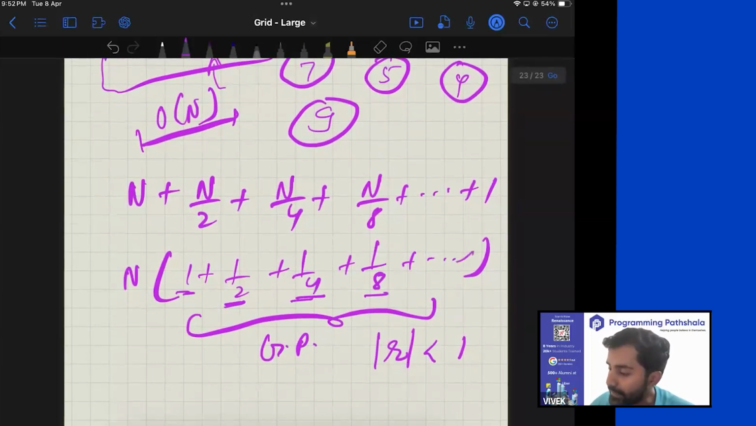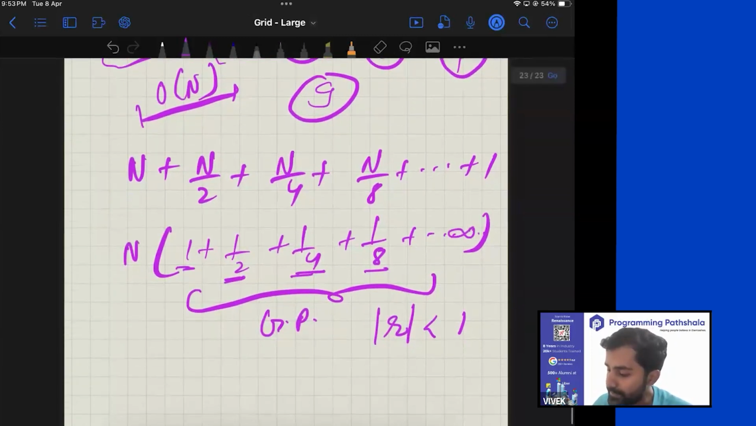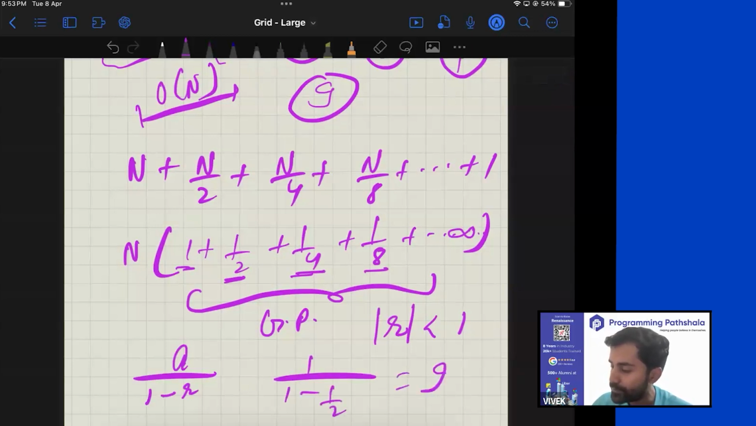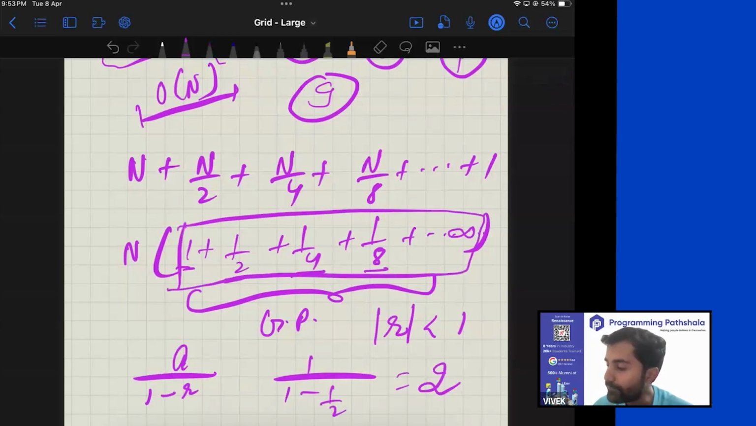Even if there are infinite terms in the worst case, do you remember the sum of an infinite GP? What is the sum of an infinite GP? It is A upon 1 minus R, where A is the first term, 1. 1 minus R, where the common ratio is half. So this value is 2. Very interesting. So this thing will never be greater than 2.